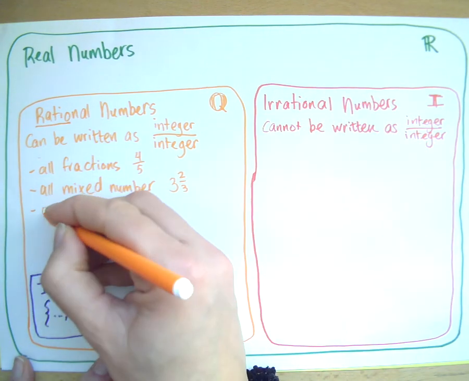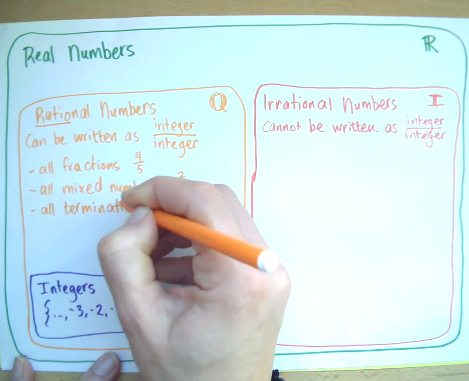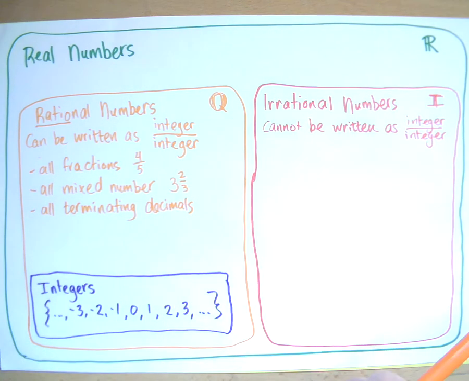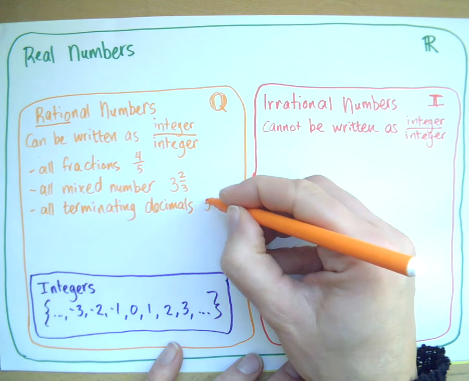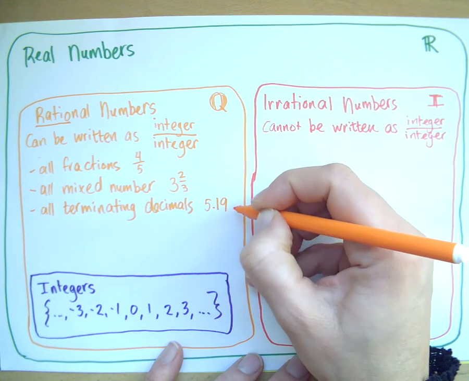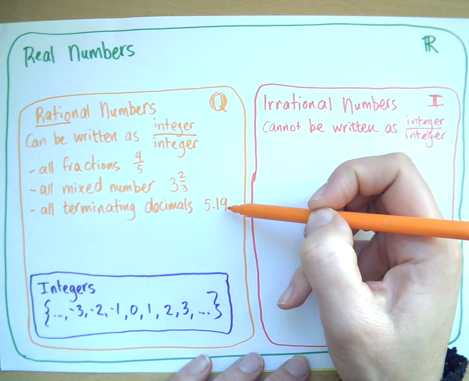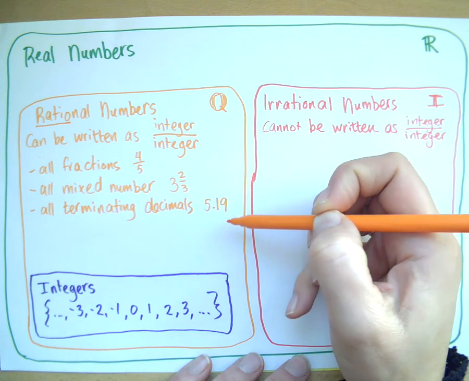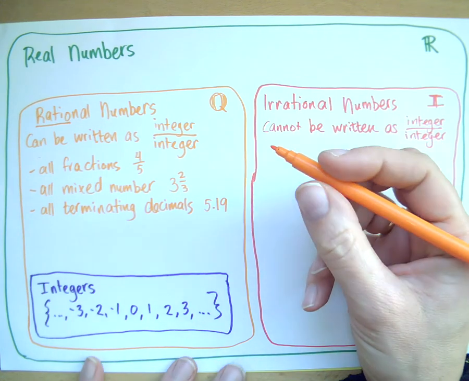Now it becomes interesting. All terminating decimals. A terminating decimal is a decimal that stops somewhere. It doesn't go on forever and ever. That's a terminating decimal. This decimal can be written as 519 over 100, right? An integer over an integer.